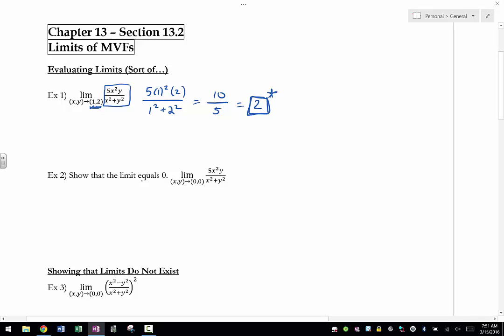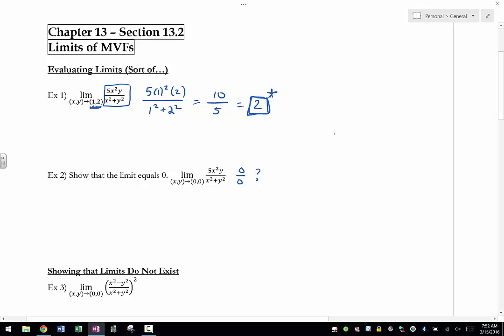So if I want to show that this limit equals 0, but I plug in (0, 0), when I do that, I'm going to get 0 over 0. Uh-oh, that's an indeterminate form. So if I want to show that that limit actually equals 0, one of the things that we can do is approach it from different lines.